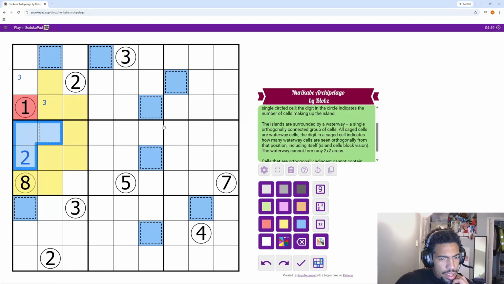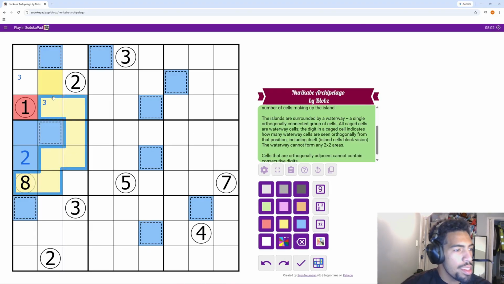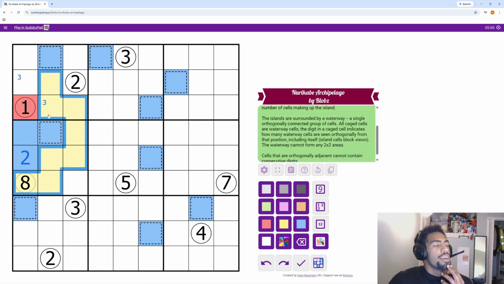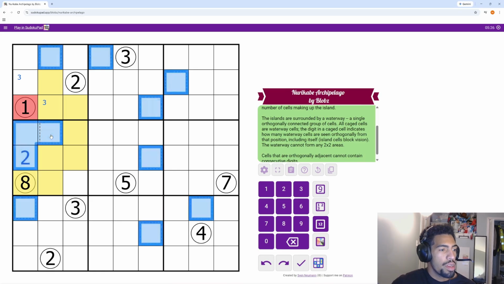And then the digit in the cage cell indicates how many waterway cells are seen orthogonally from that position, including itself. So if 8 got all the way up to there, then this digit would have to be a 2 because it sees 2 cells orthogonally, and it can't. So this can't be the configuration of the water. The water needs to have either one orthogonally adjacent cell or more than two.